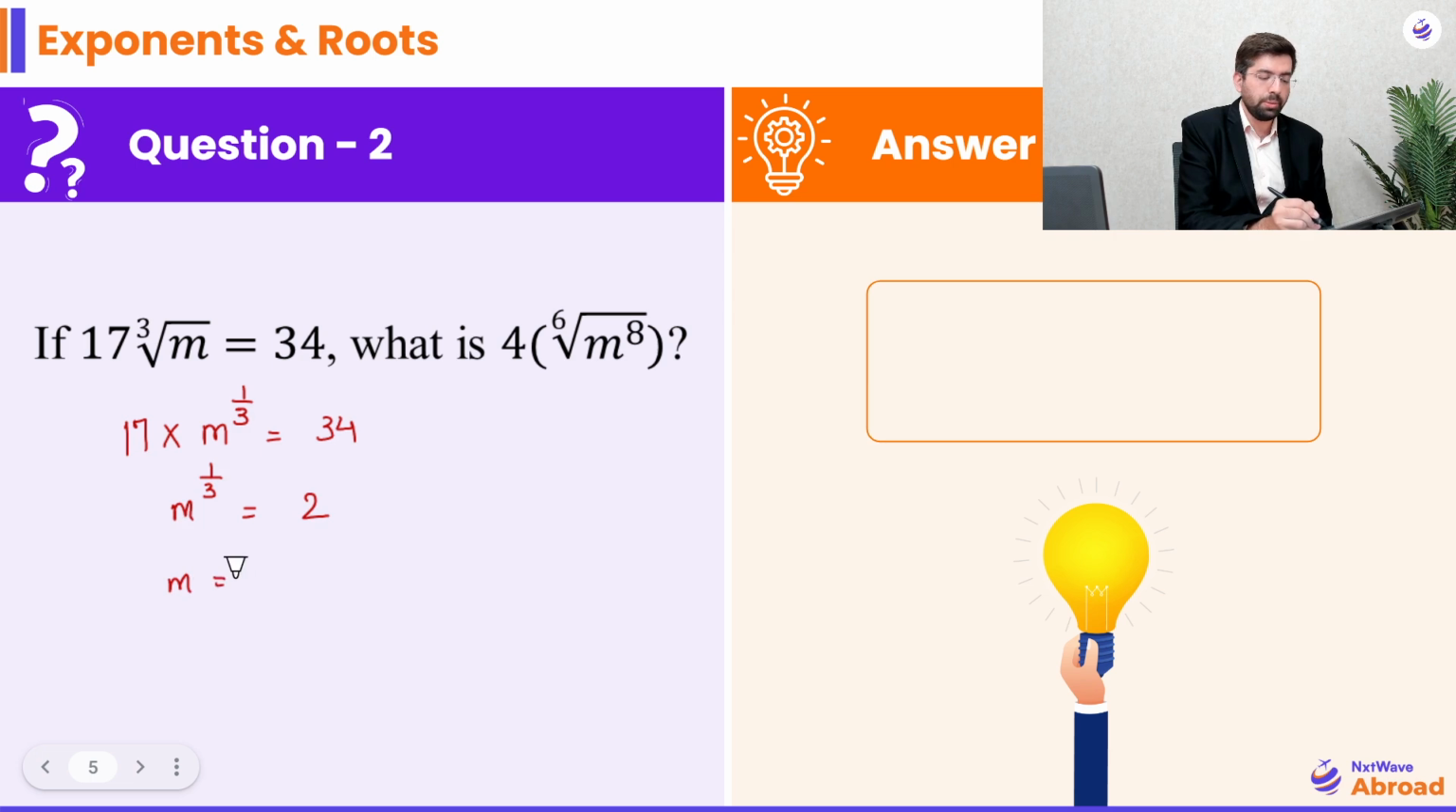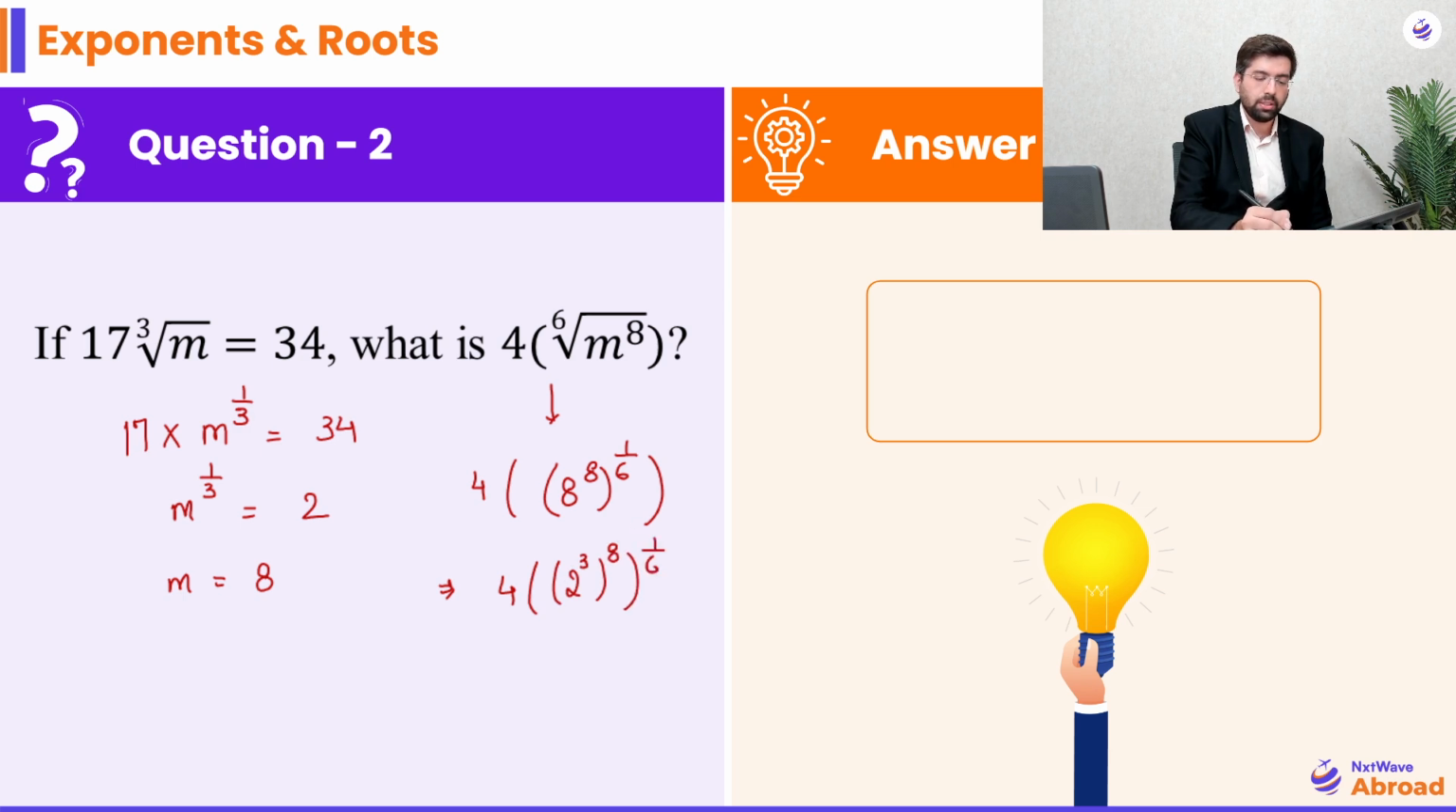That means m would be equal to 8 if I cube both the sides. Now putting the value of m as 8, I can find the value of this expression. 4 into 8 whole raised to power 1 upon 6. This can further be written as 4 into 2 raised to power 3 whole raised to power 8 and whole raised to power 1 upon 6.